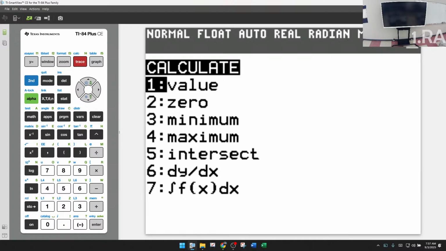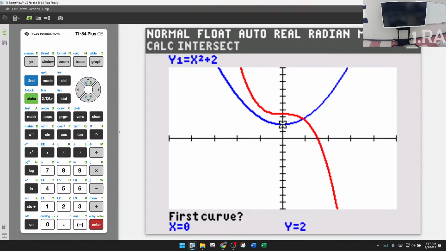Minimum finds our minimum values, right? Maximum finds our maxes. Intersection, that's what I'm looking for. dy/dx is calculus, and integral is calculus, so you'll never use these until next year. So I need the intersection, okay? Well, then look to see what your calculator is asking you. First curve, y1. First curve, y1, enter.